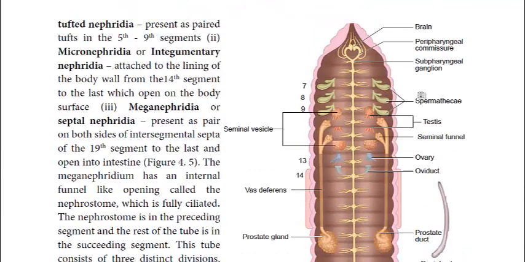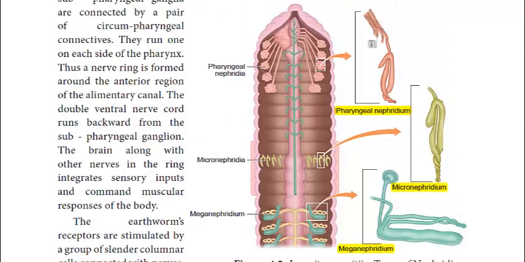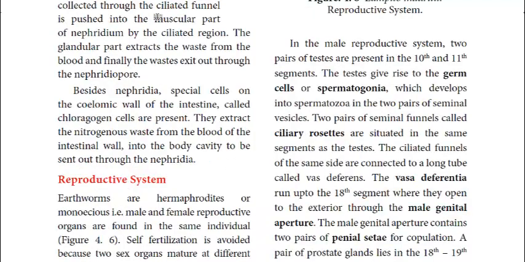Now we will see what the 3 segments are. So you can see 3 segments. First the funnel segment, then one more segment, and then the glandular segment is also there, and then finally it drains into the intestine. So these are the important regions.